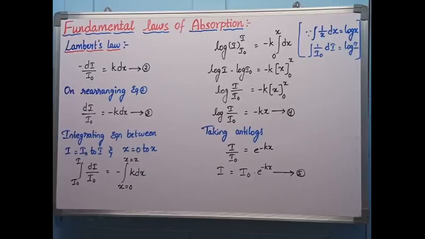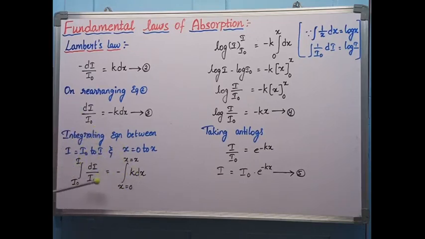Now we have equation 2, that is minus dI by I naught is equal to k dx. On rearranging, this equation becomes dI by I naught is equal to minus k dx. This is equation 3, and I am integrating with the limits I naught to I on the left, and 0 to x on the right. So upon integration, the integral from I naught to I of dI by I naught is equal to the integral from 0 to x of k dx.